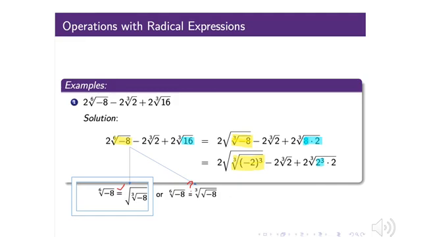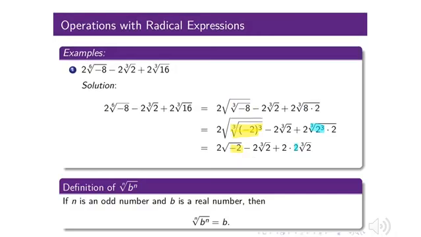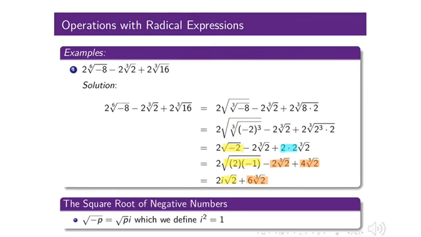And to simplify the third term, 2 cube root of 16, we factor out 16 as 8 times 2 and express 8 as the power of the index, which is 2 to the power of 3. Third step, we can simplify the first and third expression using the definition of nth root of b raised to the power of n. Next is using the definition of the square root of negative numbers.